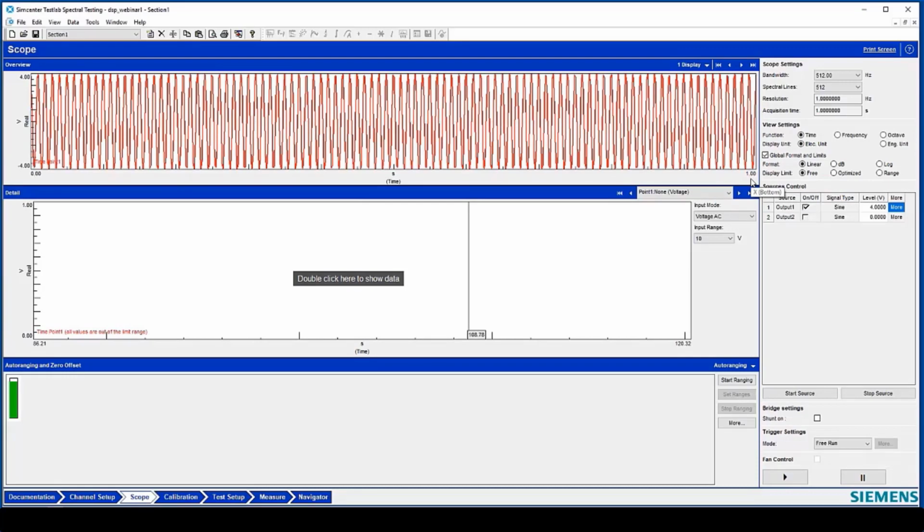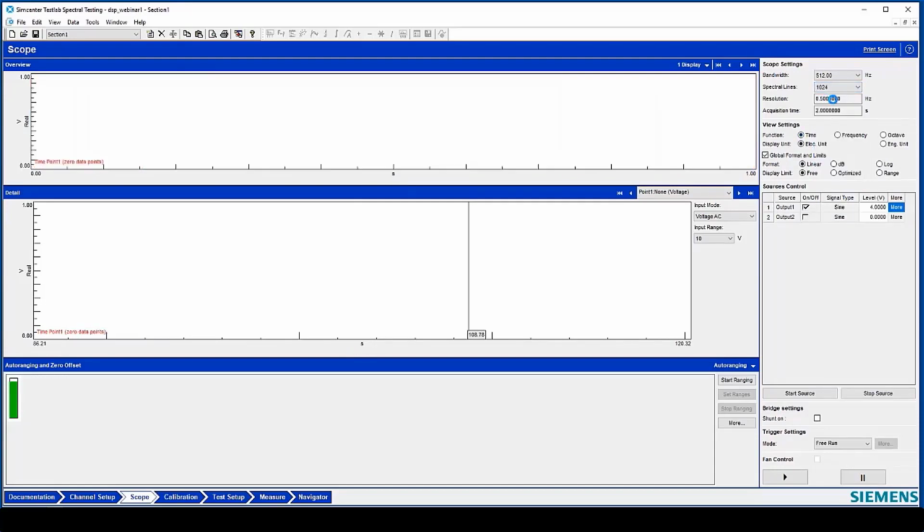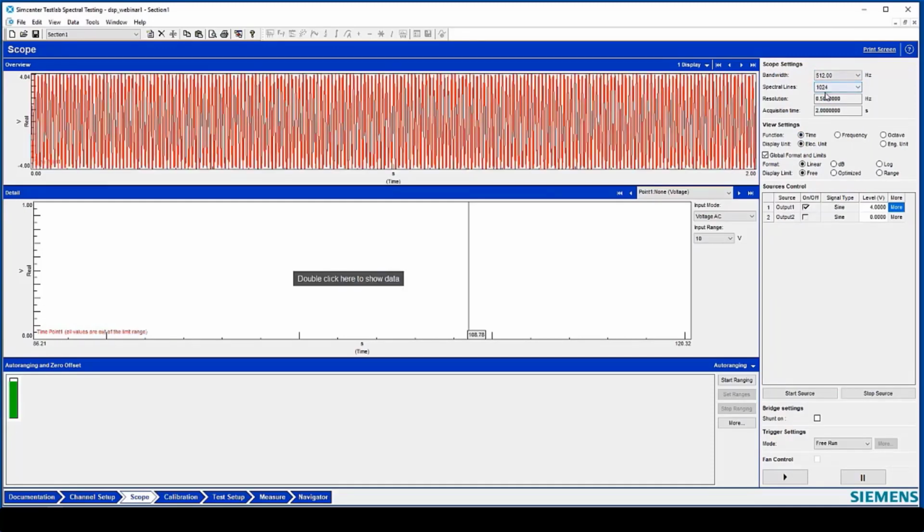Now maybe I'd be like, oh, I'd like to see that little finer frequency resolution. So I would go up here to 512 and increase the number of spectral lines. So if I double that, now I got half a hertz of resolution. It's just these numbers divided.